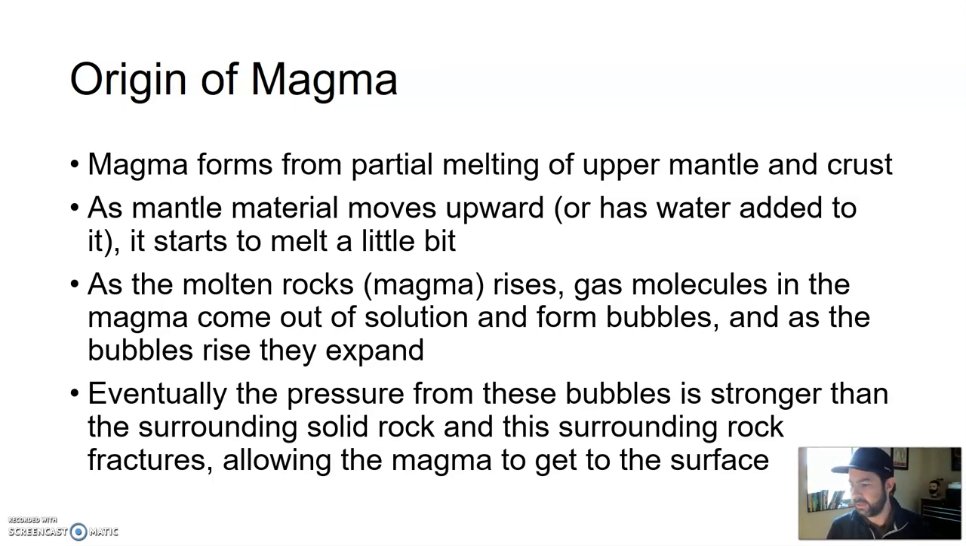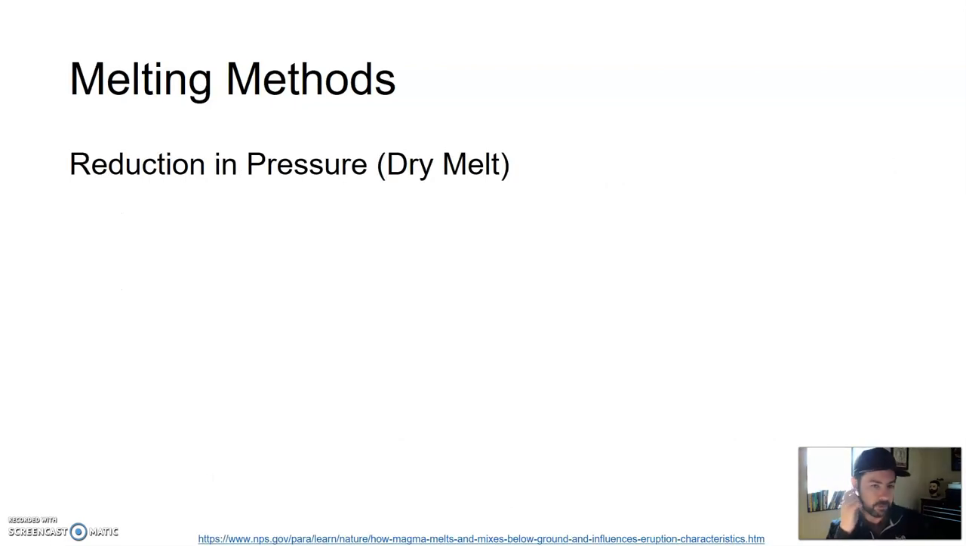There are a couple of ways in which the upper mantle and/or crust melts to form magma. The first is what's known as a dry melt, and it's a reduction in pressure.